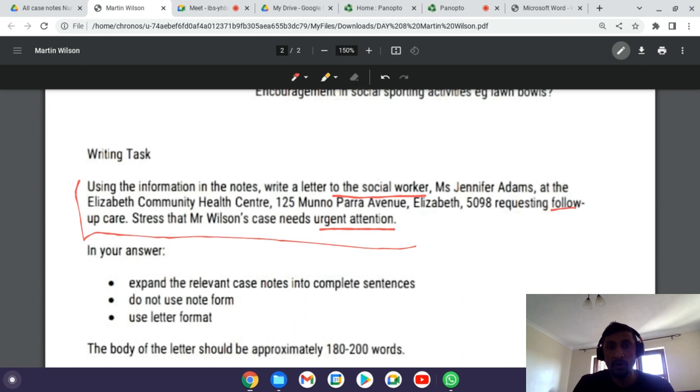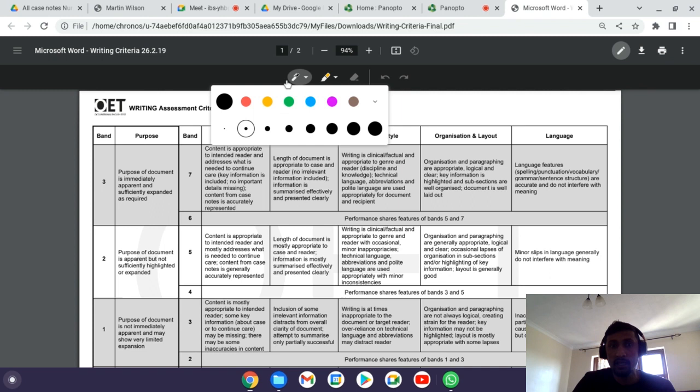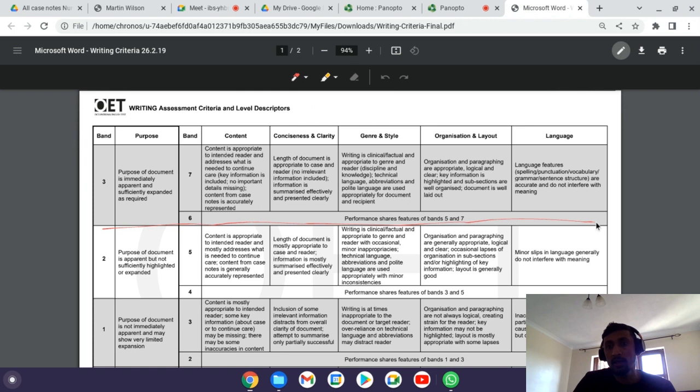Again, we are talking about the introduction. When you see the evaluation criteria for the OET writing, the purpose of the letter should be immediately apparent and sufficiently expanded. I don't want you to look below this bar; that is for lower marks. You are only concentrating on this part of the writing assessment.